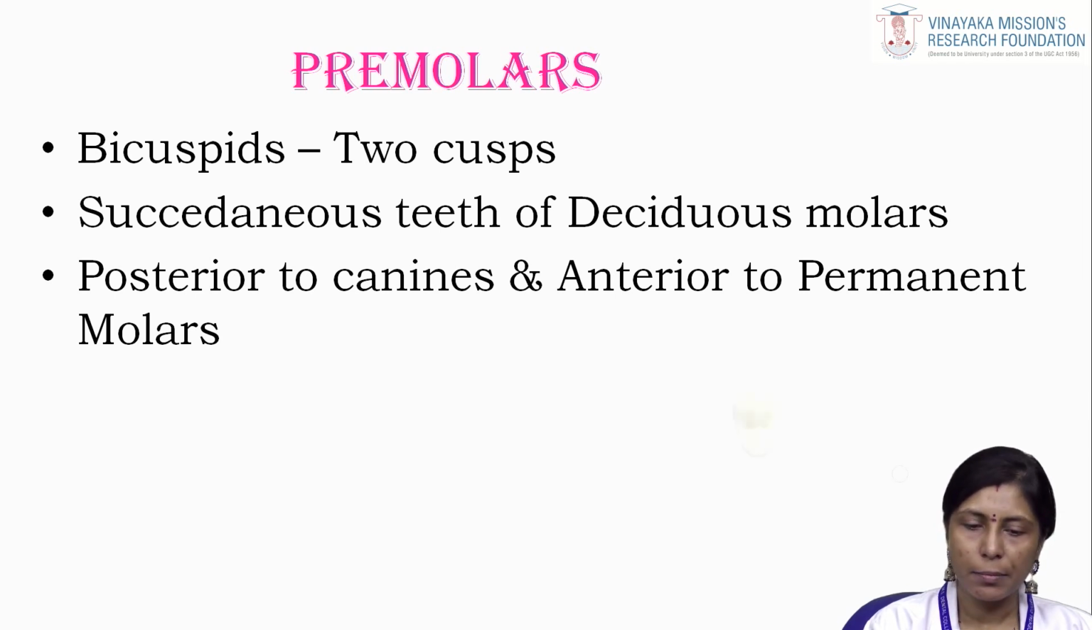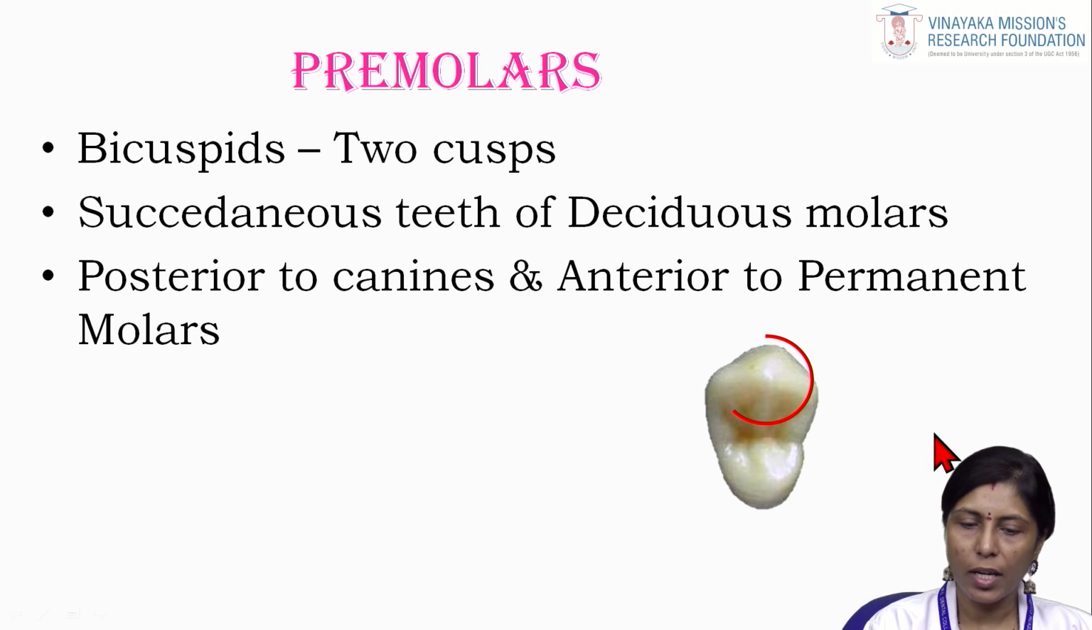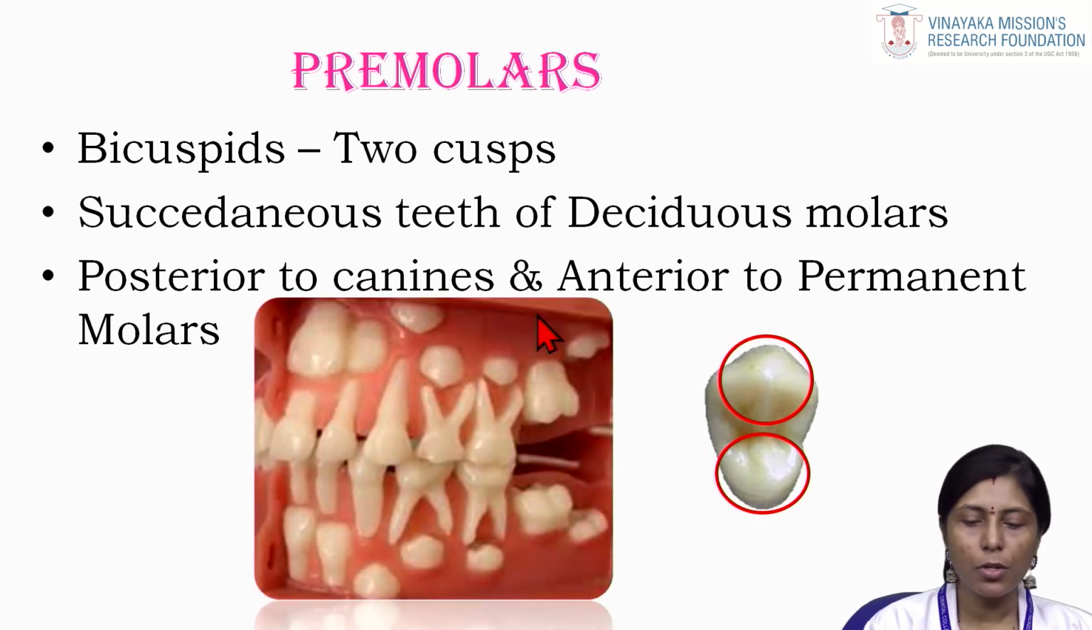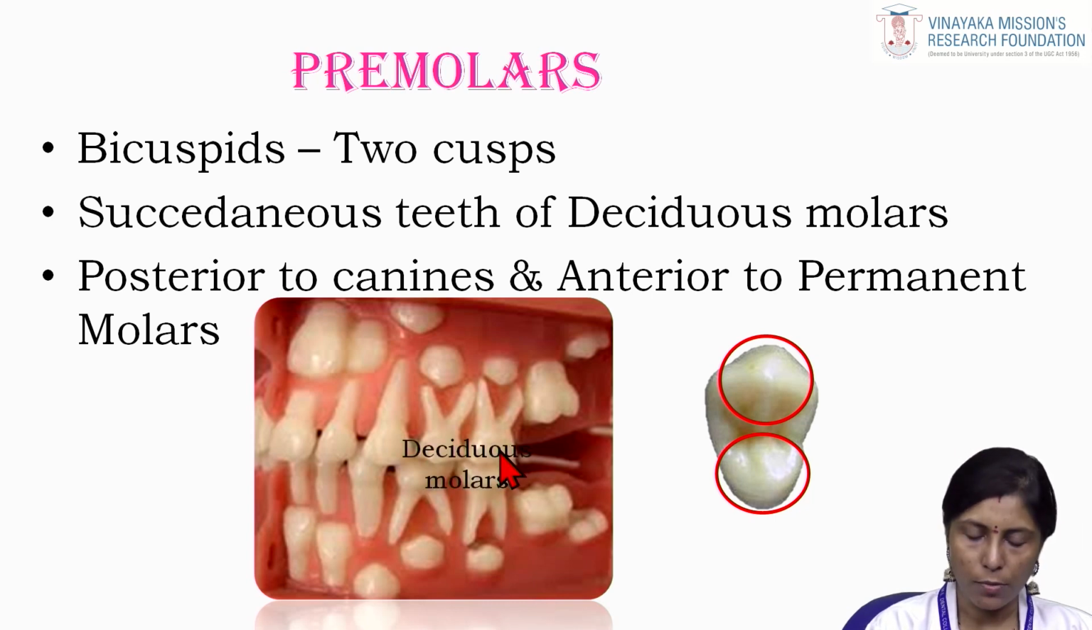So premolars have two cusps. This model is of a 5 to 6 year old kid where all the deciduous teeth have erupted and permanent teeth have started forming. So this is around 5 to 6 years because you can see the permanent molars which are going to erupt. So this is the deciduous molar. These are the deciduous molars.